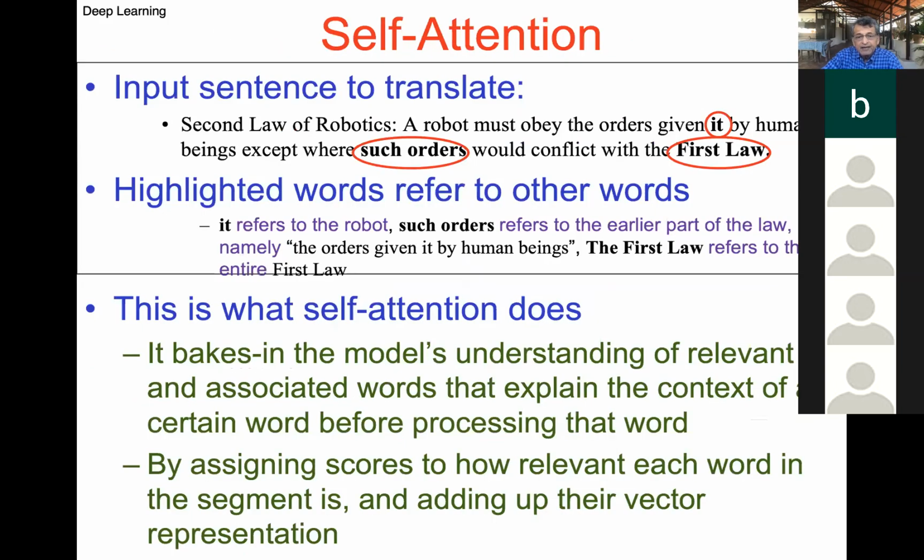This slide is giving a little bit more about self-attention, and it gives you an example. Here is the English sentence, the second law of robotics: "A robot must obey the orders given it by human beings, except where such orders would conflict with the first law." It asks, what is this "it"? It refers to the robot.